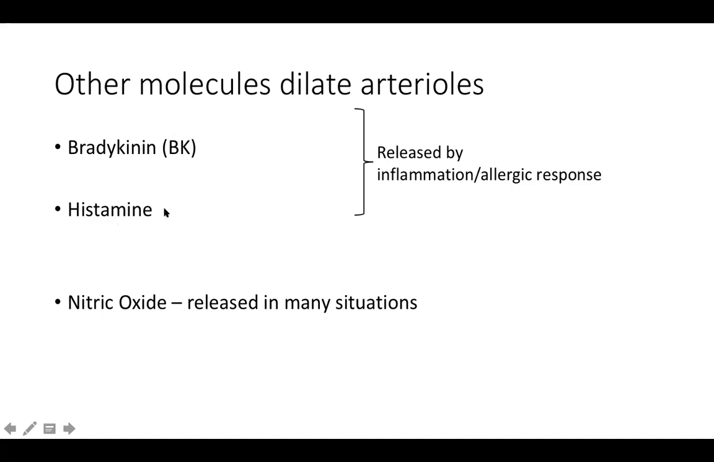Histamine is also another substance that will dilate the arterioles. Another molecule that's produced locally is something called nitric oxide. It's released in many situations, but it is a substance that will dilate the arterioles, allow for more flow out of the arteries. So all of these substances would increase flow out of the arteries and would decrease mean arterial pressure.